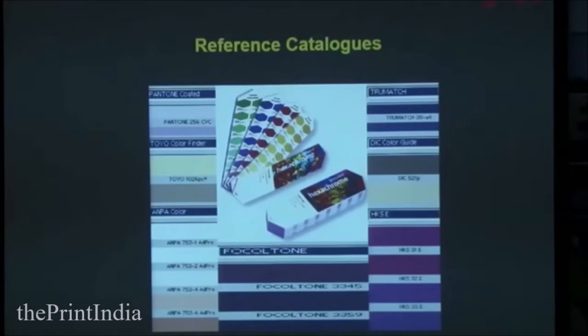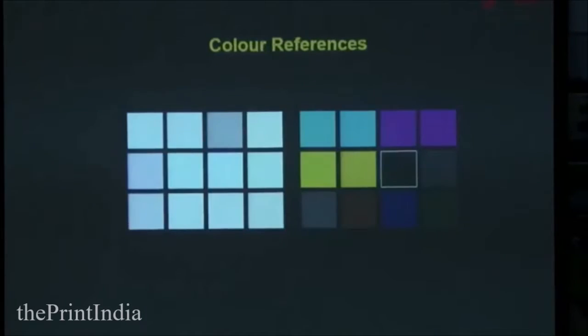But this gives you a combination of all the colors just as an indication. Then there are reference catalogs like Pantone, which are used in packaging. Pantone, Focoltone, and so many catalogs are there. Now a company has come out with a special chart called the CRS chart, which they claim is better than Pantone. Here there is an indication of a color and how the same color can be reproduced in CMYK and so on.